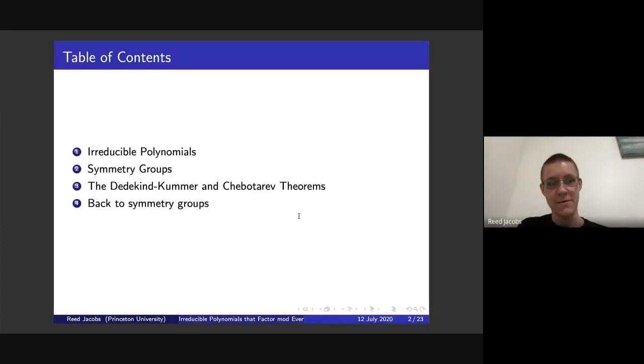So here's an outline of what we'll be doing. First, I'll review some preliminaries on irreducible polynomials. Then I'll define the symmetry group of a polynomial, and we'll see how questions about the symmetry group can lead us to answer questions about the polynomials. And then we will state, but we won't prove, two deep theorems about these symmetry groups and polynomials. And then we'll come back to symmetry groups and use these theorems to give a classification of polynomials that factor modulo every prime.